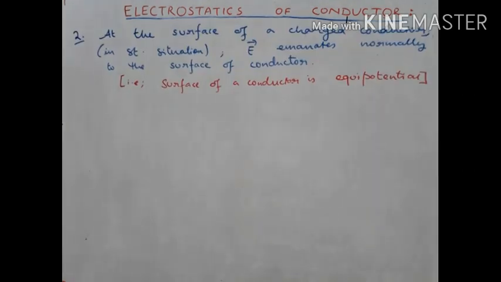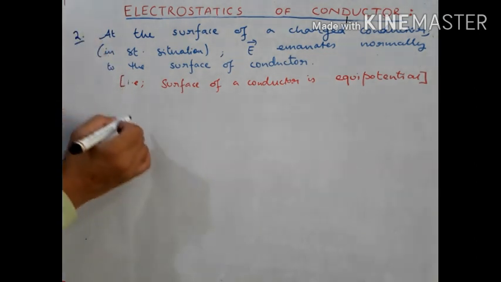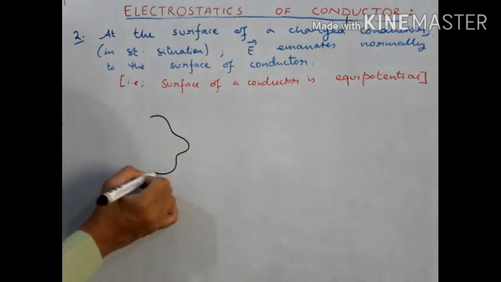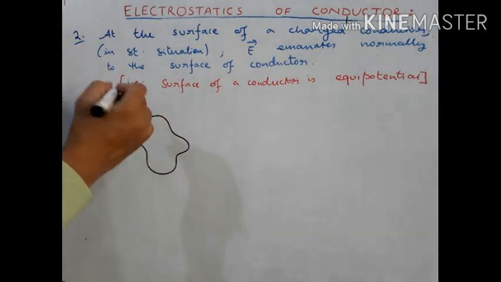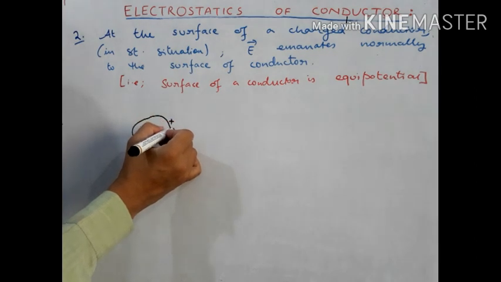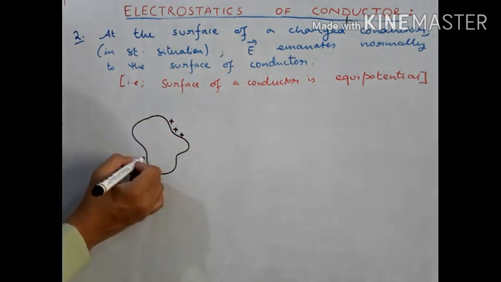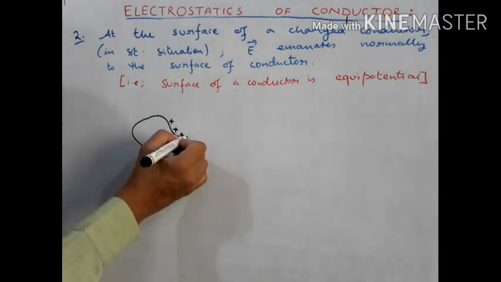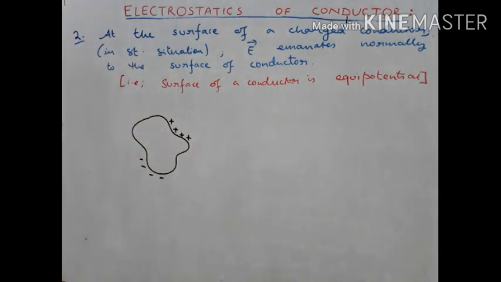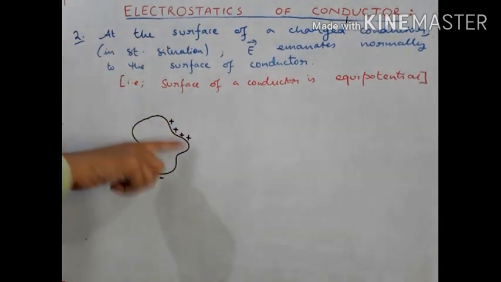Okay. Let's see the second property. It says at the surface of a charged conductor, in a static situation, electric field emanates normally to the surface of the conductor. If there be any conductor like so, and it is charged non-uniformly, suppose at this end it has a positive charge and at this end it has negative charge. Then this statement says the electric field at the surface of a charged conductor in a static situation, of course, that means these charges are at rest, they are not flowing.